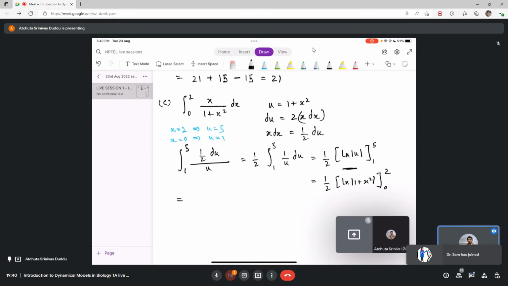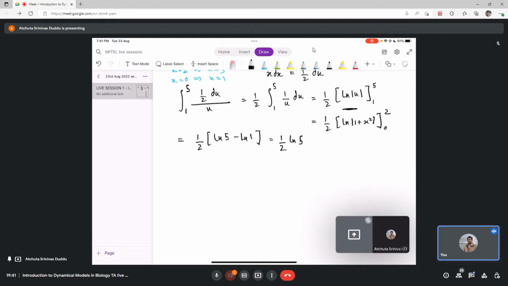Solving it, we would get half of ln 5 minus ln 1. ln 1 would be 0. So we'll have half of natural log 5, and then you would have to solve this natural log using a calculator and find out the exact value. I'll leave it at that. And then we go to the next bit.